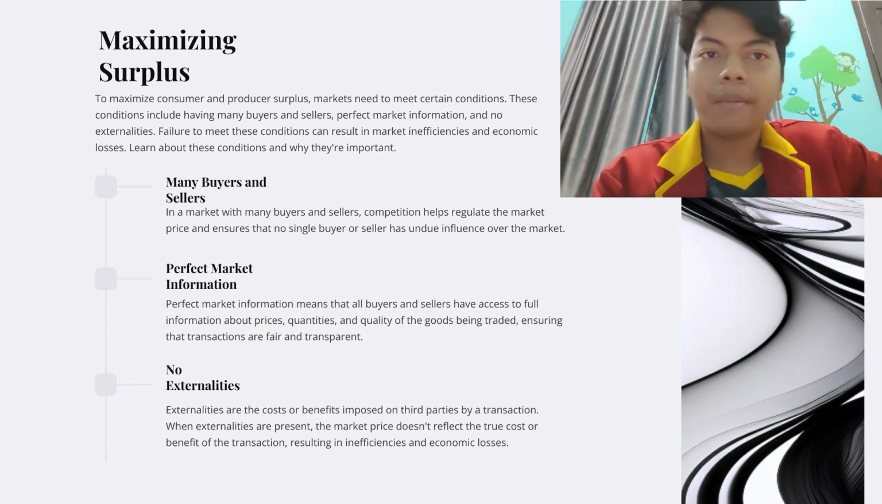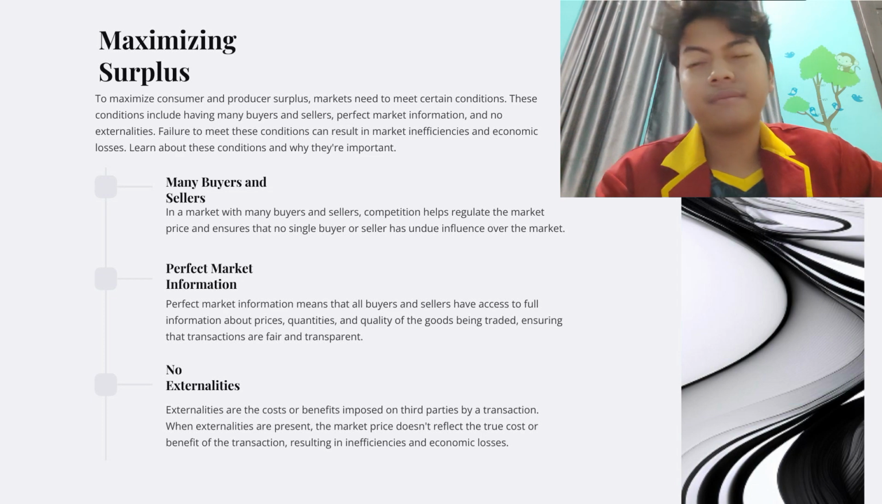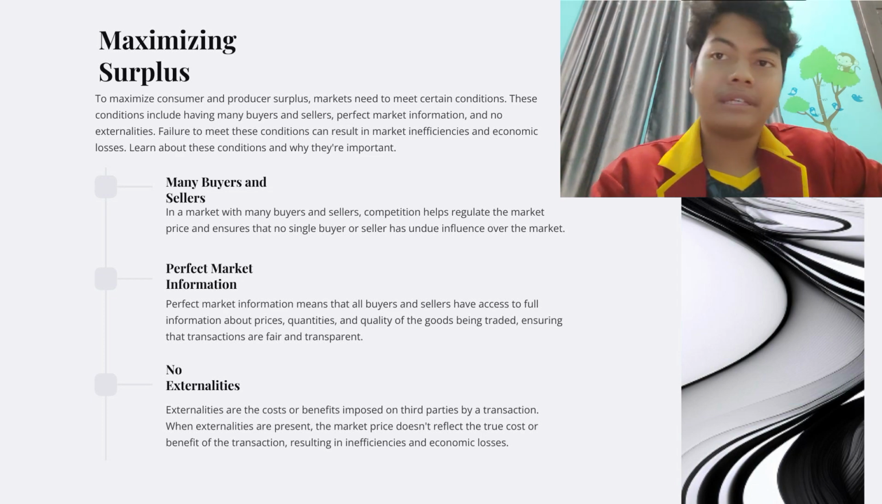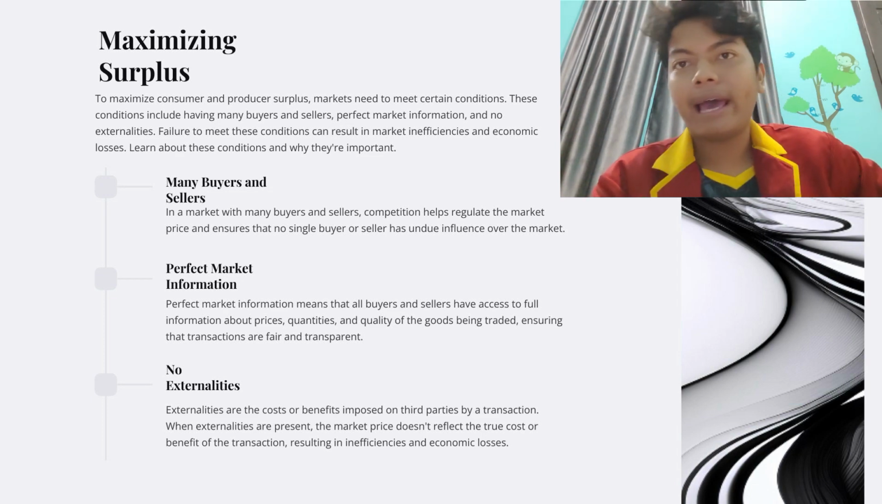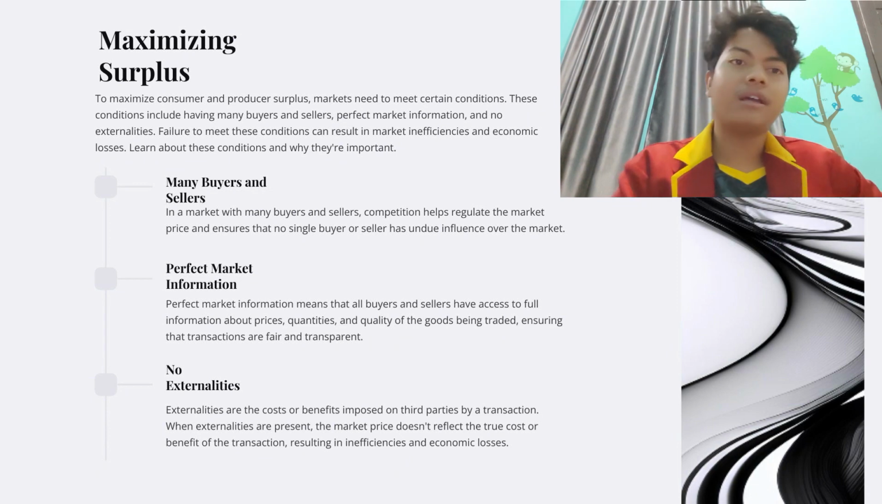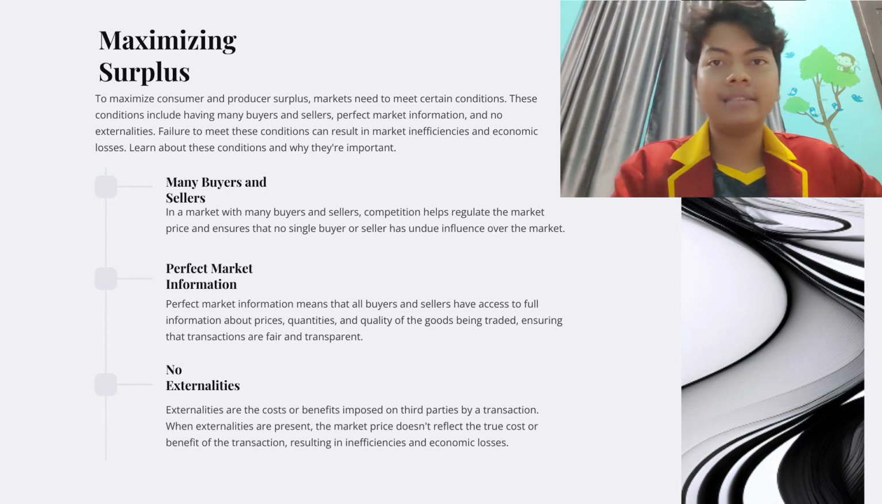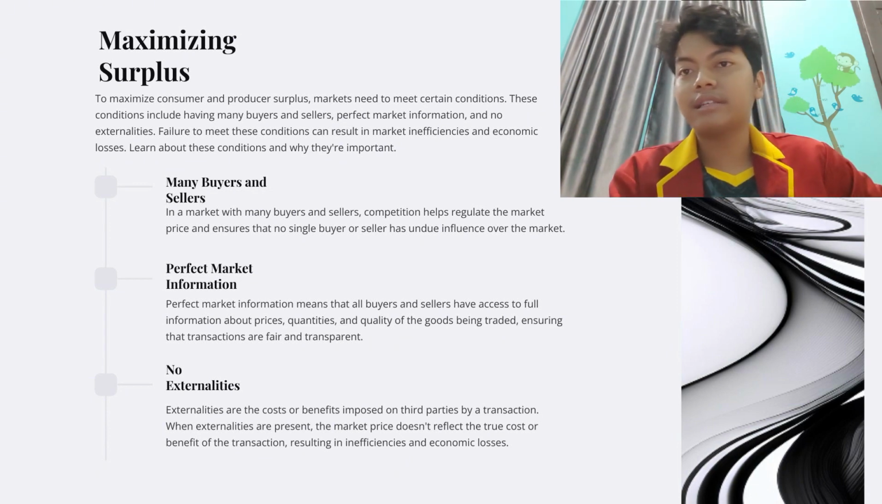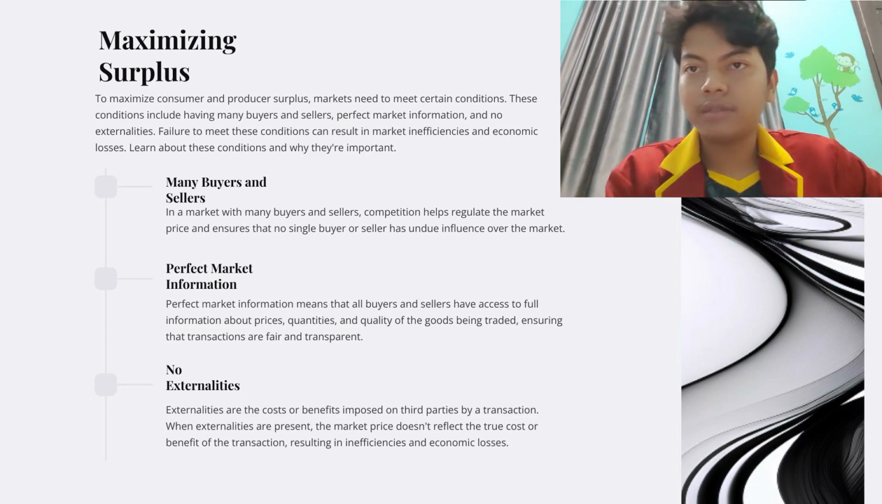2. Perfect market information. Perfect market information means that all buyers and sellers have access to full information about price, quantity, and quality of the goods being traded, ensuring that transactions are fair and transparent.